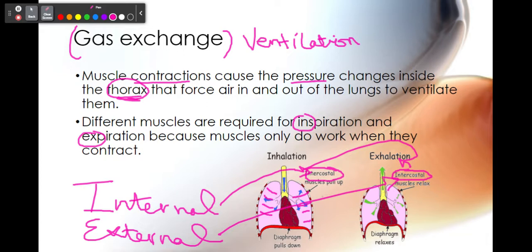When we exhale, what happens is our internal intercostal muscles, so the muscles on the insides of our ribs, are going to contract. That's going to pull the ribs down closer to the lungs, and that's going to cause an increase in pressure, a decrease in volume, and air is going to get forced out of the lungs.